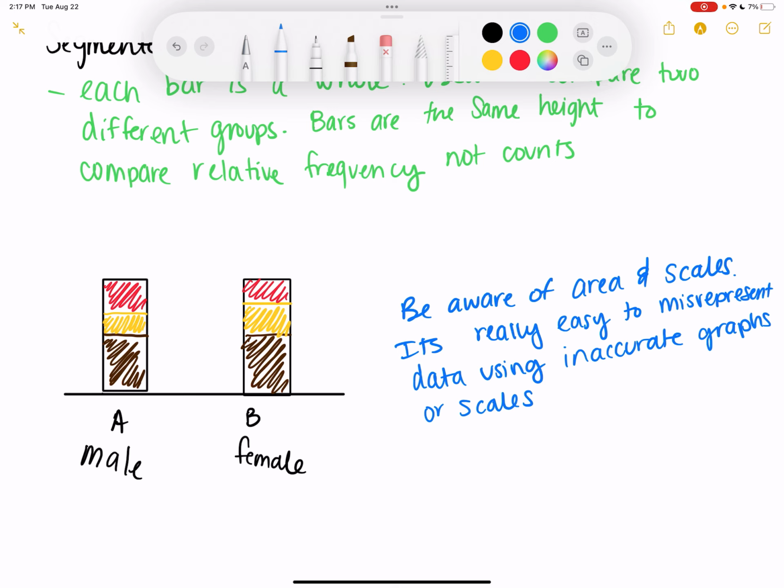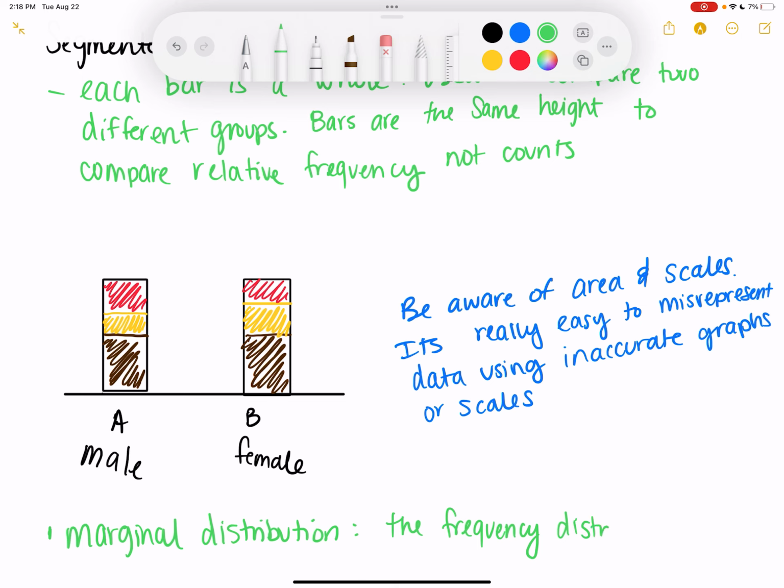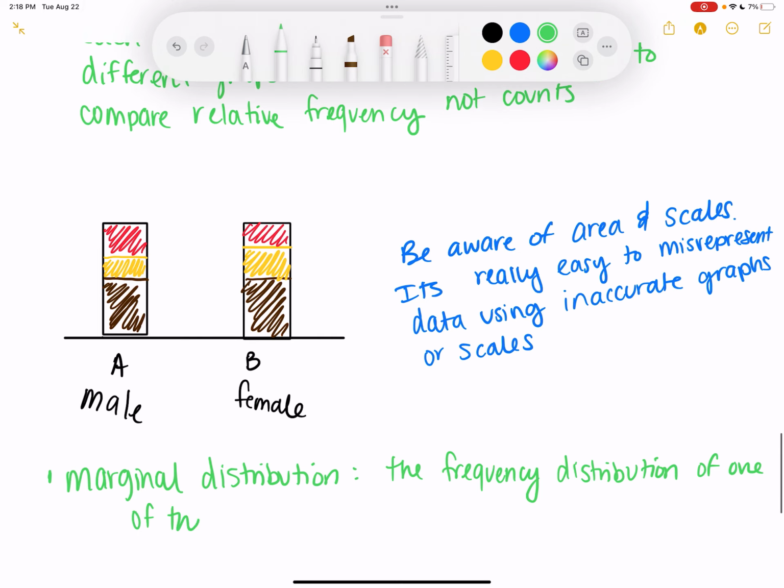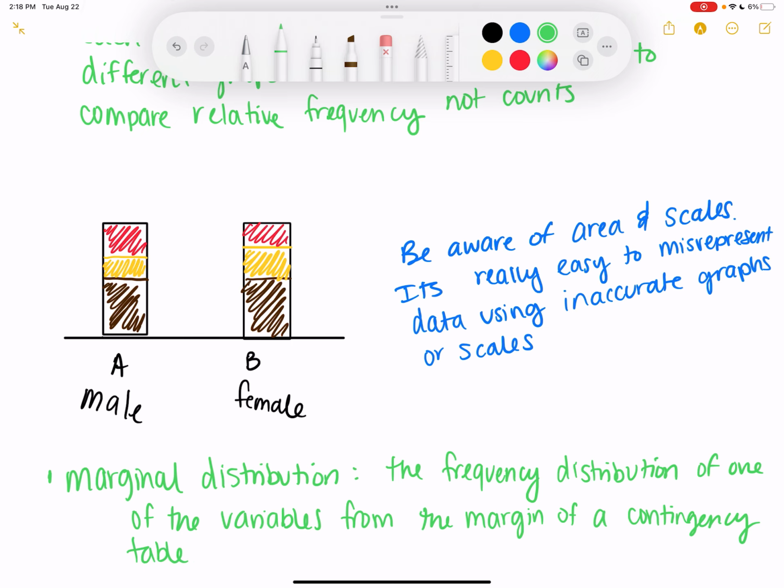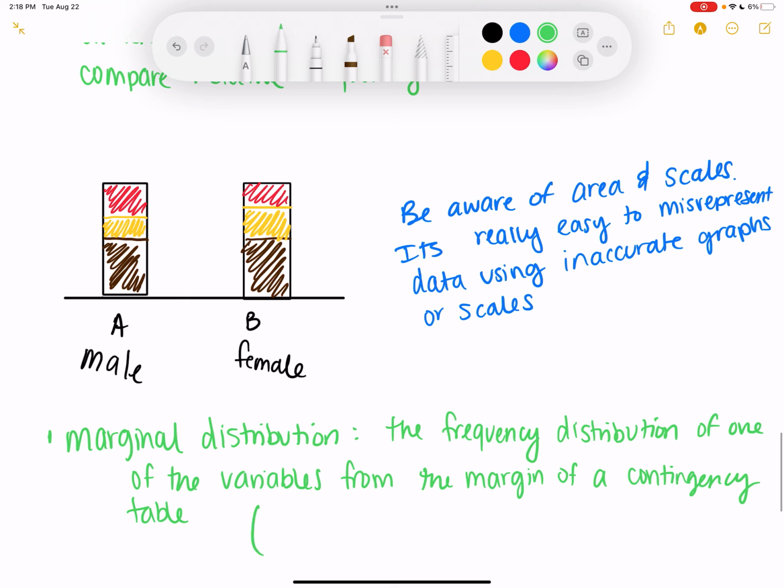And then the last thing, I'm going to define marginal distribution a little better than I did up in the chart, because this is something that people always get confused about. So marginal distribution is the frequency distribution of one of the variables from the margin of a contingency table. When you think about this, think of totals.